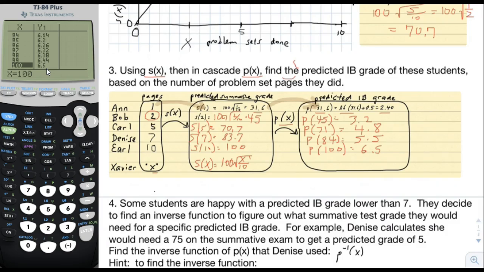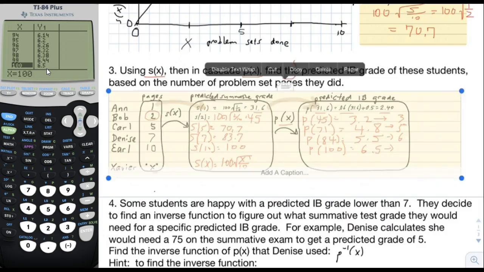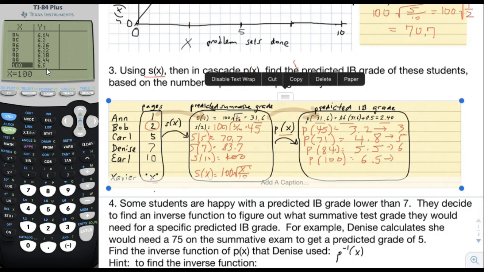So if you want to round these up to IB grades, you could say this is a 3, you could say this is a 5, you could say that this is a 6, and you could say that this is a 7. Oops. Okay.